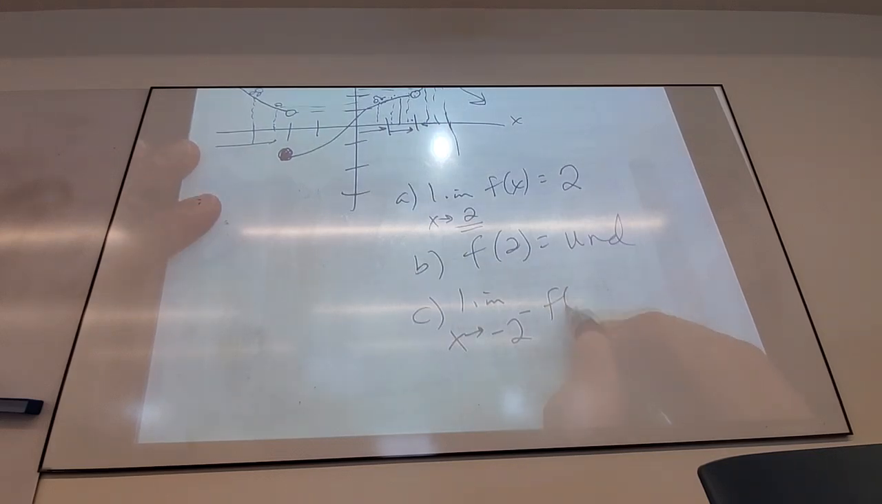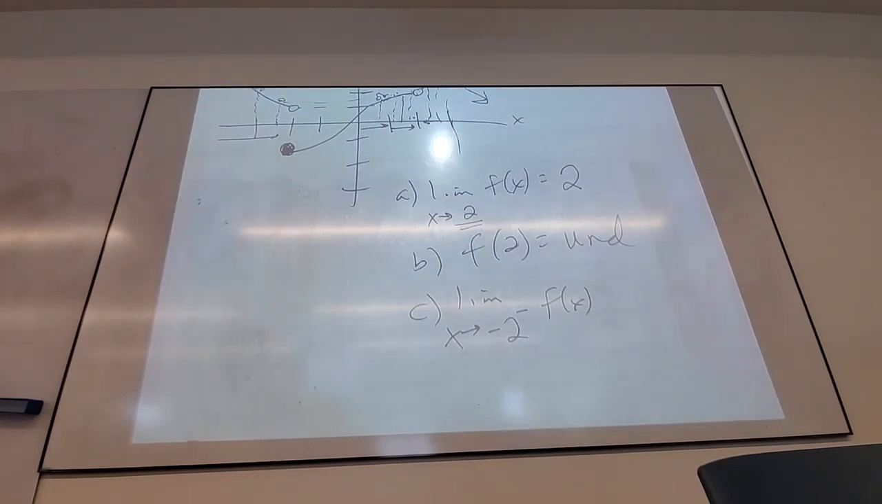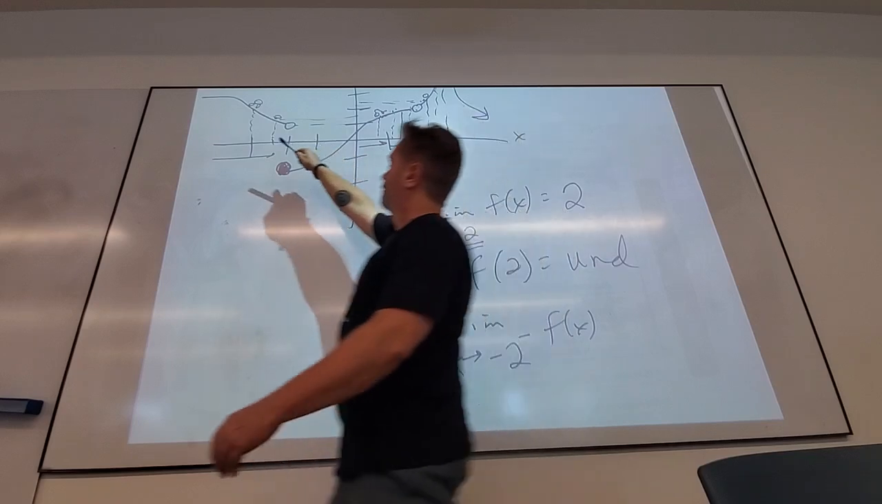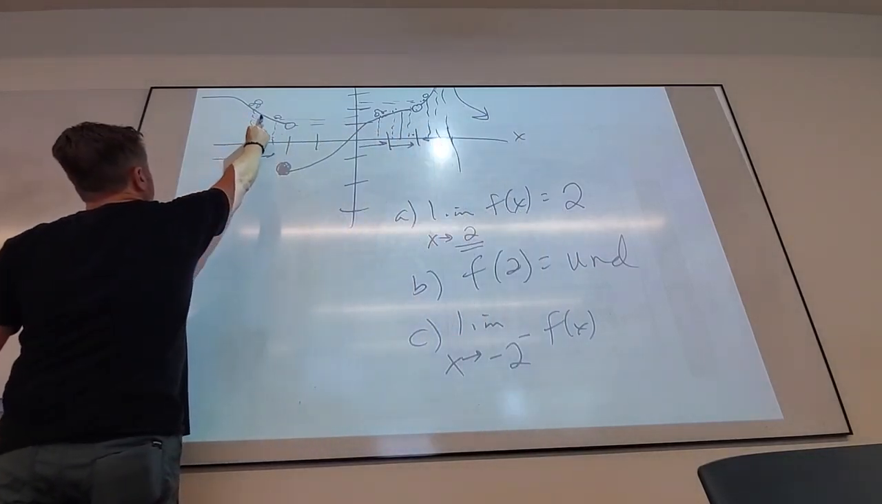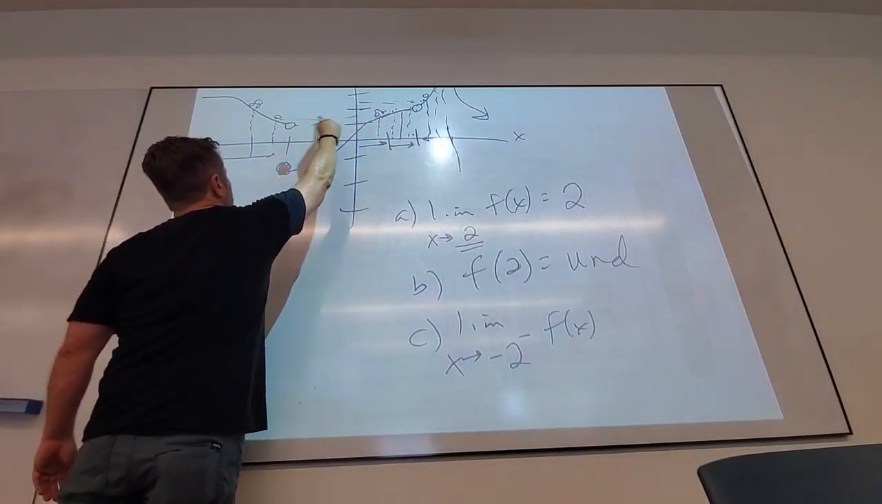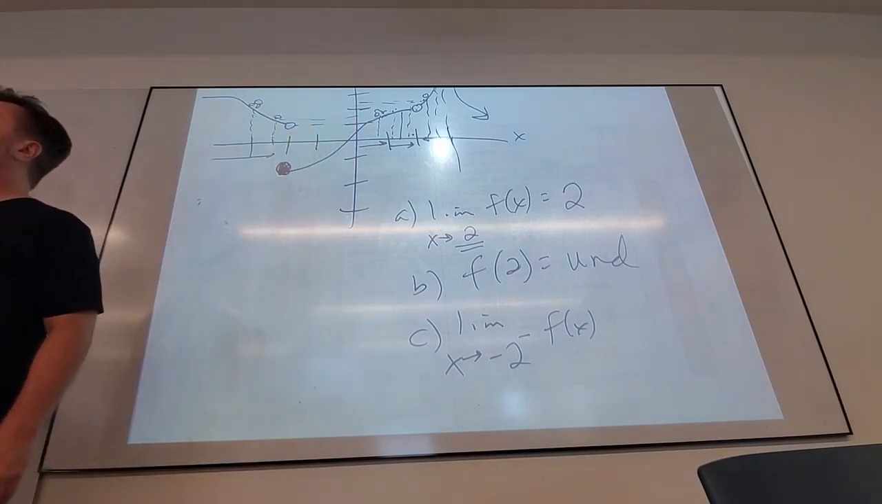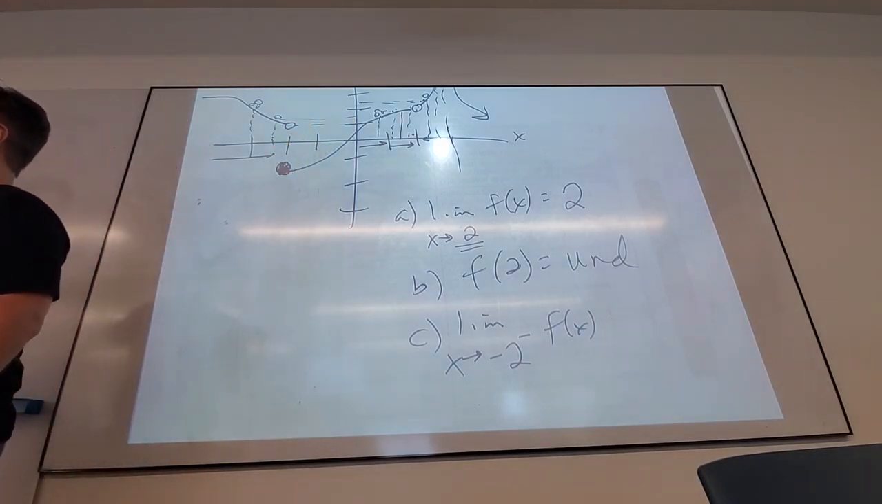So as I approach, I really want everybody with me. I just introduced new notation here. If I put a little negative sign, that means only consider it from the left. So as I approach this from the left, the outputs seem to be approaching 1. They don't get there, but the limit doesn't care, right?